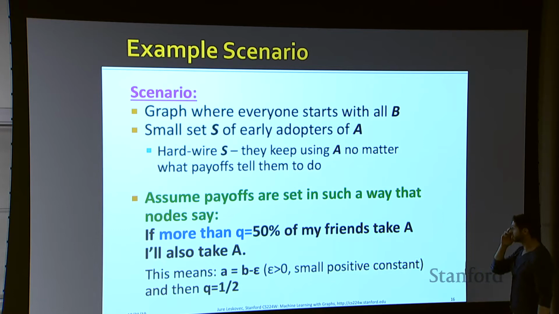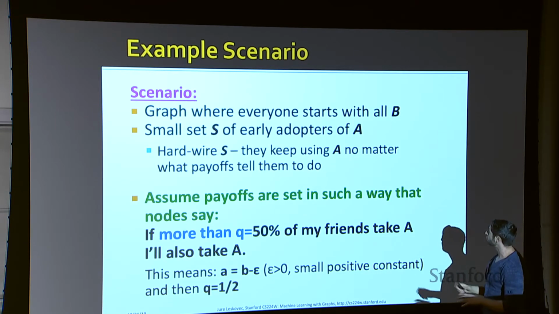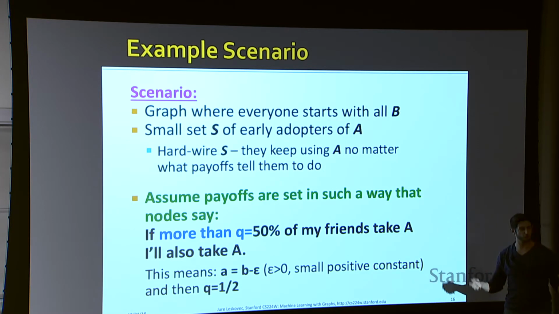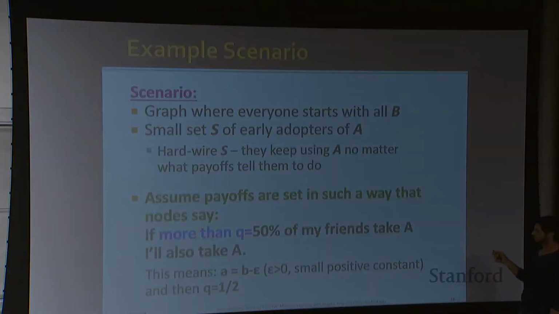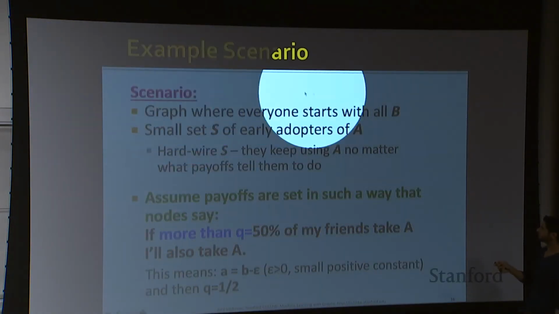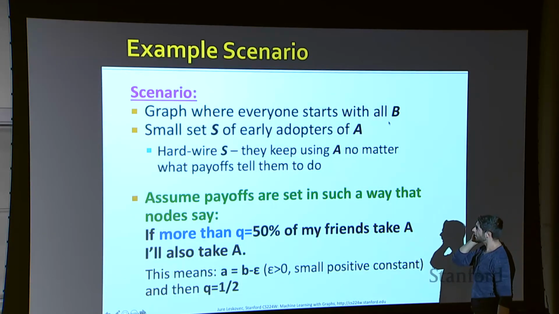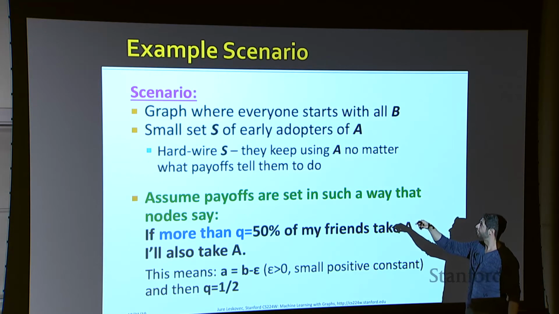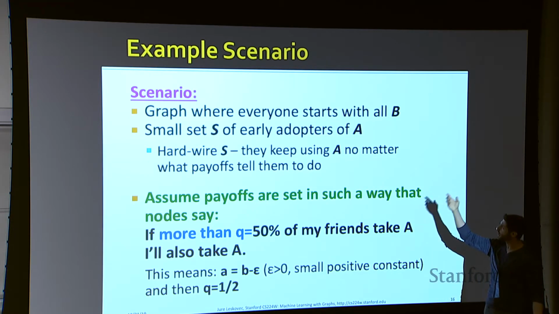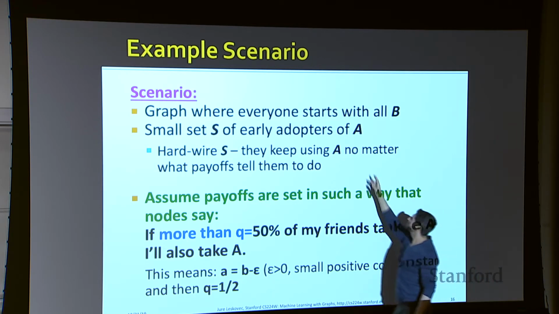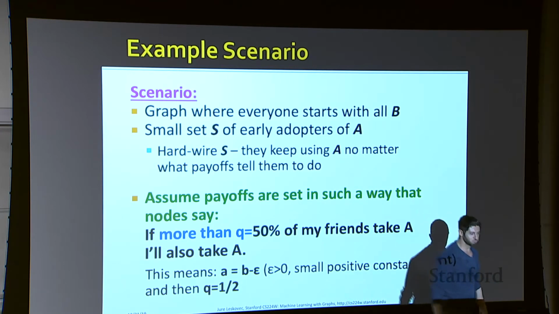So let's go through an example scenario. Now we have our graph where everyone is starting with behavior B. That's the status quo technology. Let's say everyone was using Betamax back then. So everyone was using B, and a small set S in our graph is formed by just early adopters of A. You have this happening in a lot of technologies.